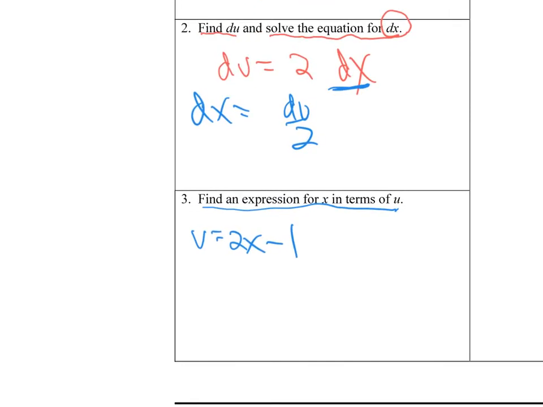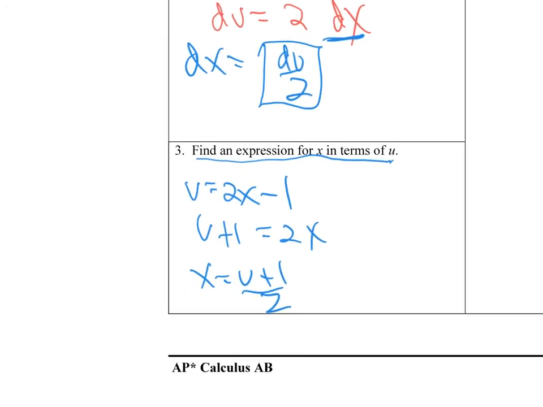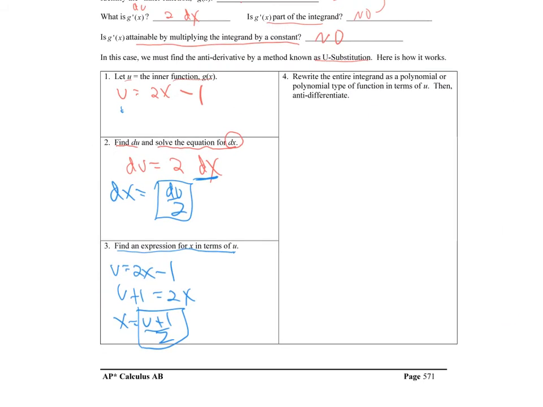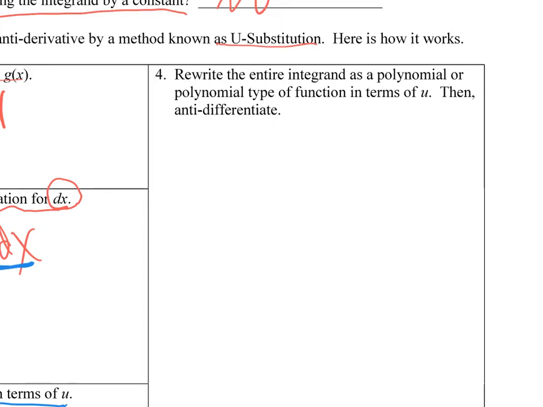So if I solve it for x, u plus 1 equals 2x. X is equal to (u plus 1) divided by 2. So now my dx is in terms of u, and my x is in terms of u. This is where it gets sticky. Rewrite the entire integrand as a polynomial or polynomial type in terms of u.